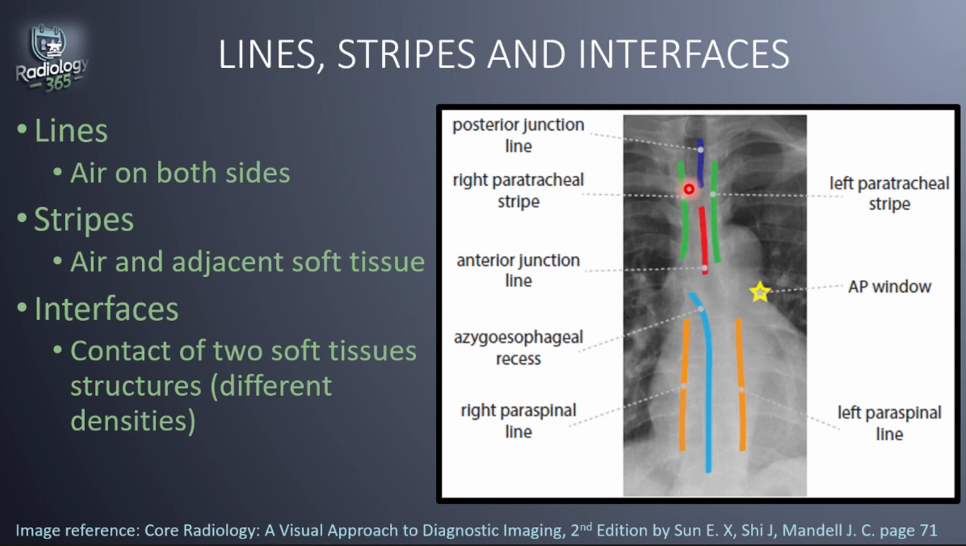These green lines here, the right paratracheal stripe and the left paratracheal stripe, are formed by 2 layers of pleura, the parietal and visceral on one side, where the medial aspect of each lung abuts the lateral wall of the trachea and the intervening mediastinal fat at that area. The right paratracheal stripe is the most commonly seen of these 2 landmarks, and it's seen in up to 97% of normal posterior anterior chest radiographs.